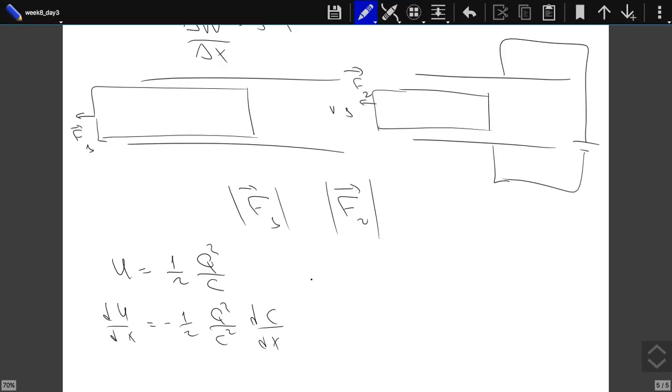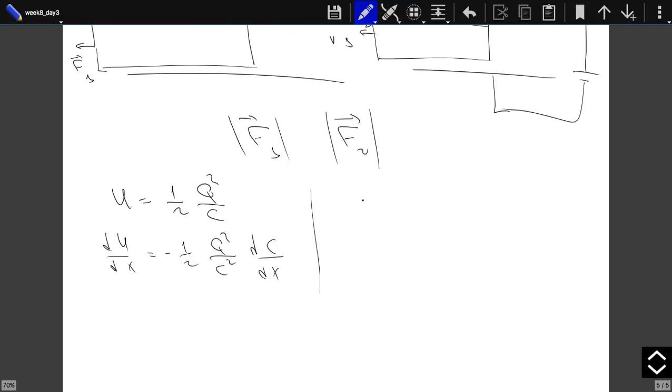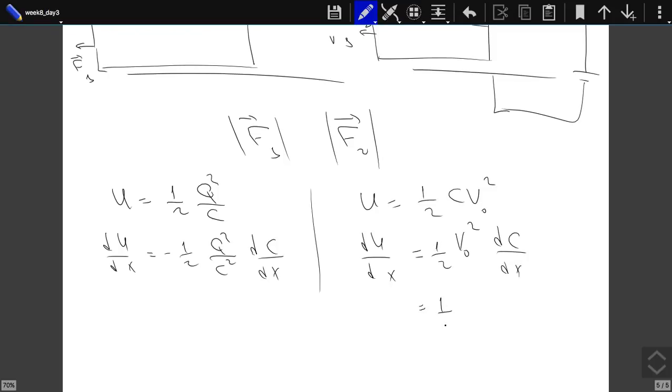Let's look at the other case. U is equal to, this time V is constant, 1 over 2 C V0 squared. dU by dx is equal to 1 over 2 V0 squared dC by dx. This is 1 over 2 Q over C squared dC by dx. We even have a sign difference.